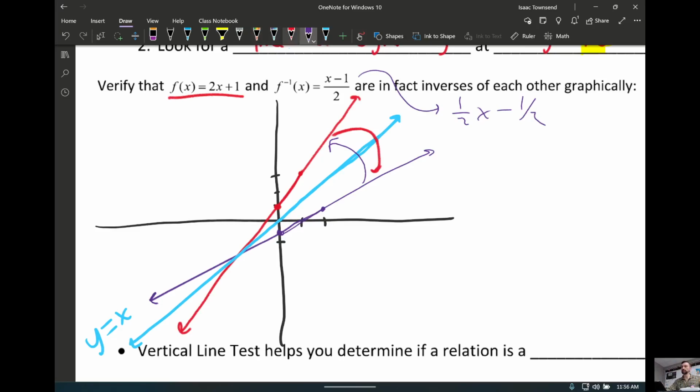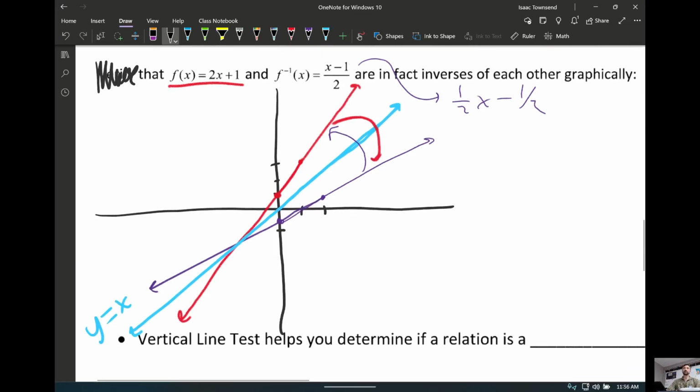And honestly, I should take this word off. This shouldn't say verify. We're not really verifying. We're pretty sure they're inverses based on that graph. But okay, I'm going to come back to this graph at the very end here because there's one more thing I want to point out about it to you.